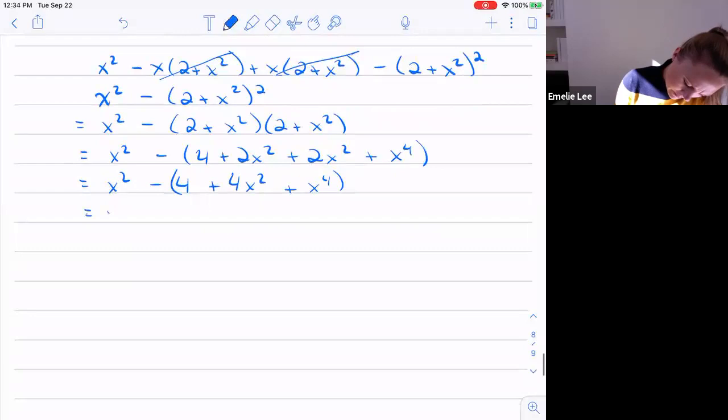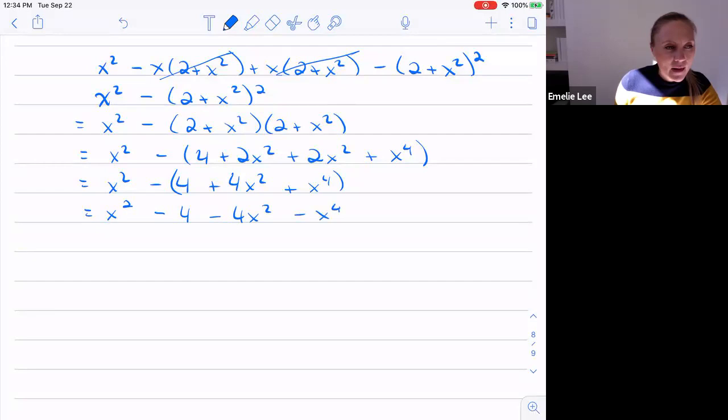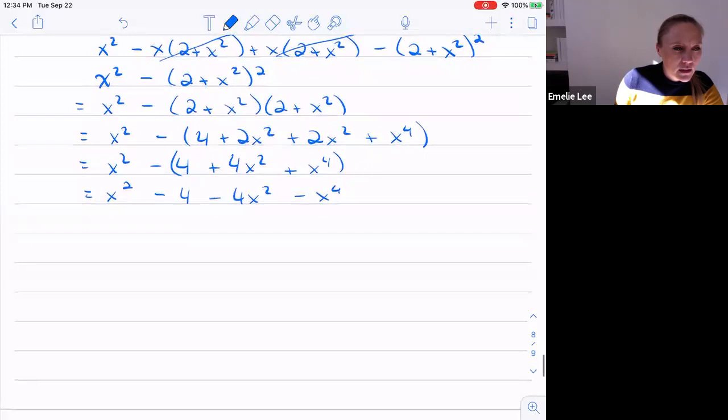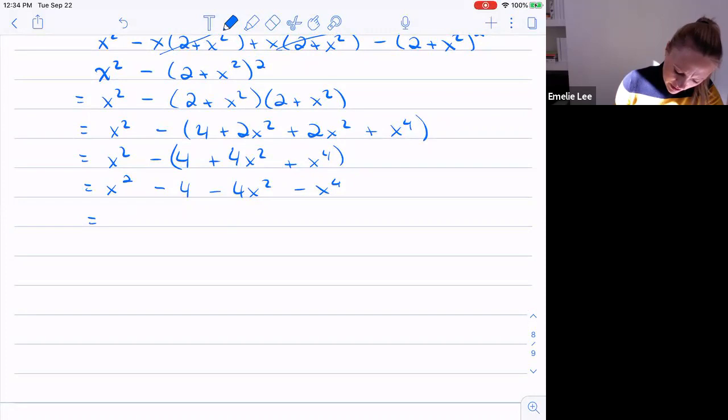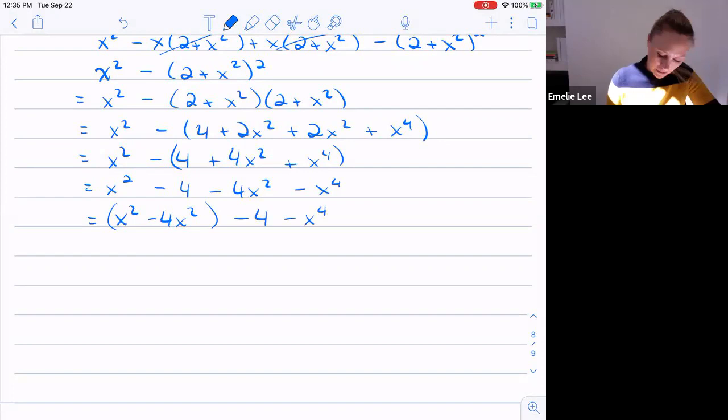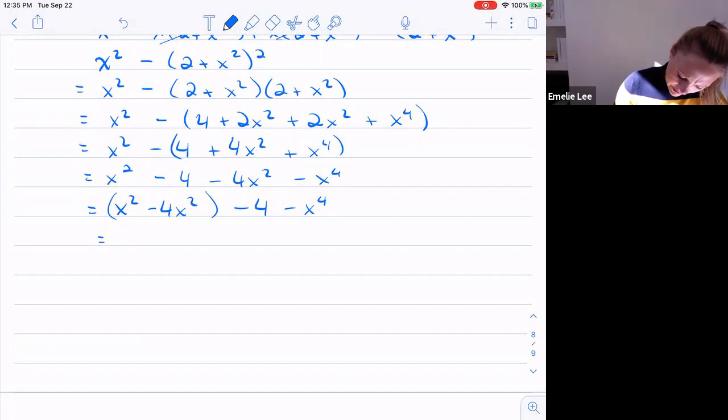Let's see where it gets us. x squared minus 4 minus 4x squared minus x to the fourth. Okay. So now I've got, rewriting these, x squared minus 4x squared puts me at negative 3x squared. But I'll rewrite them in order: x squared minus 4x squared minus 4 minus x to the fourth. Okay, good. Which is going to be negative 3x squared minus 4 minus x to the fourth.